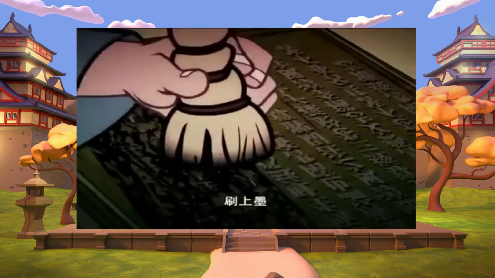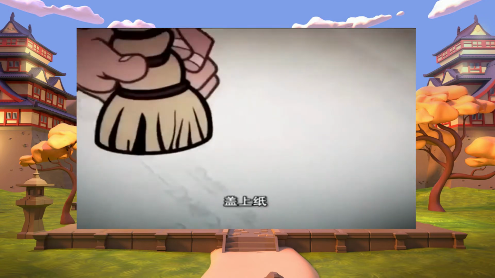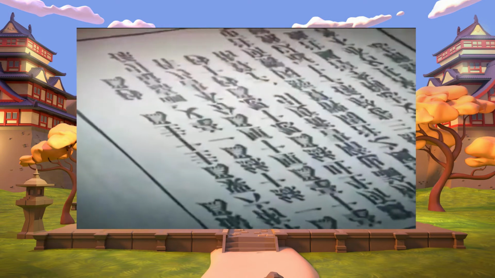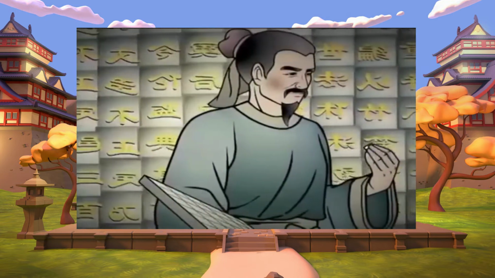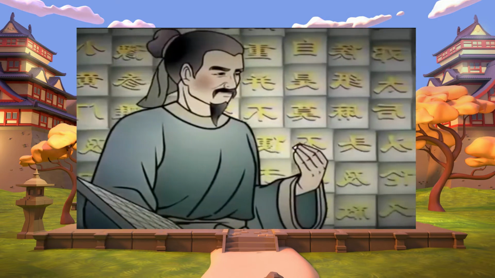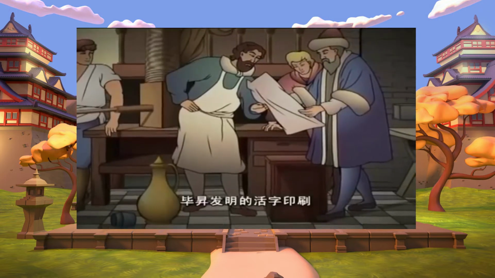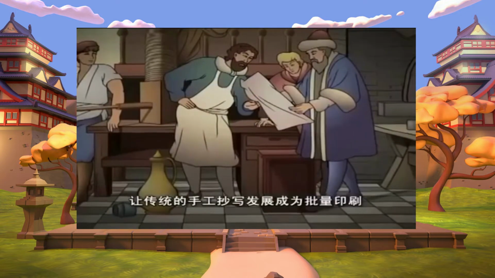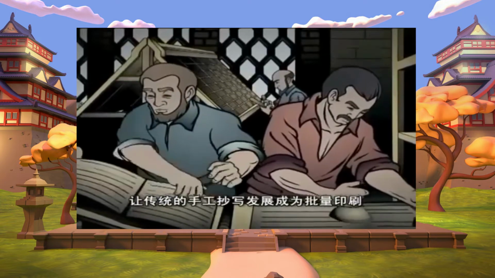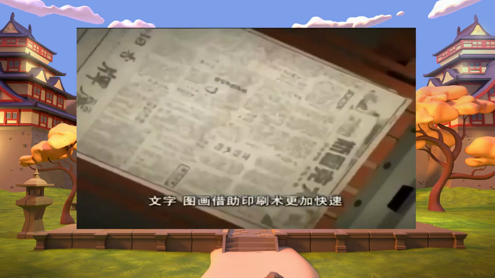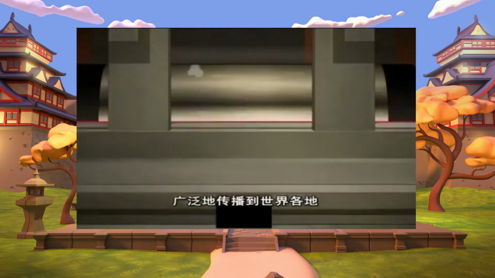Then ink was painted, and a piece of paper was laid down. A printed sheet was created this way. This technique improved the efficiency of printing and transformed traditional transcription into modern printing. Scripts and painting spread widely in the world with the help of printing.